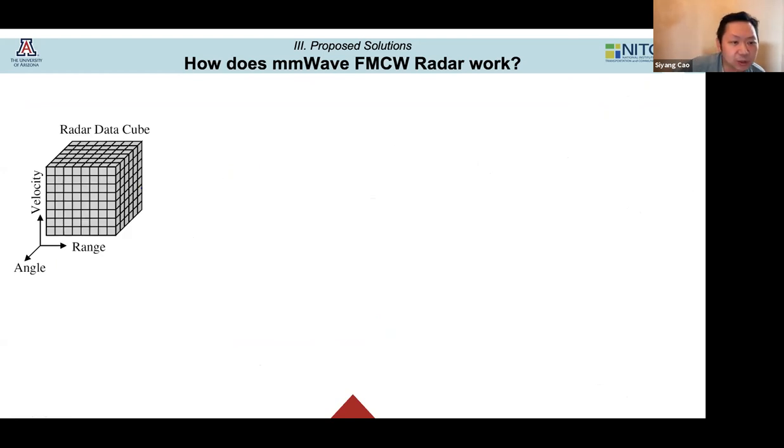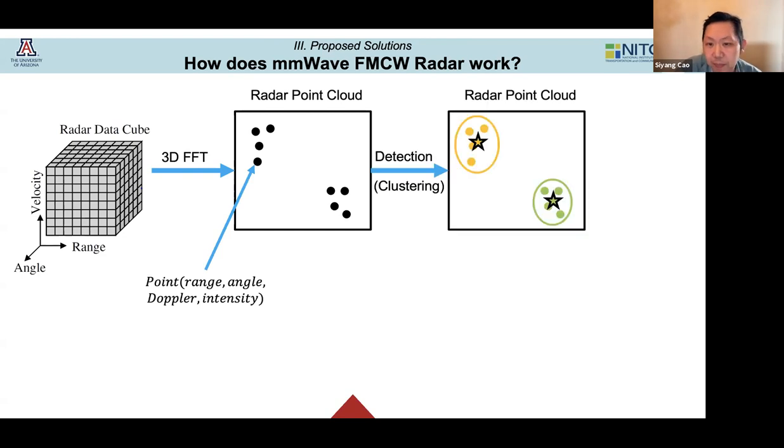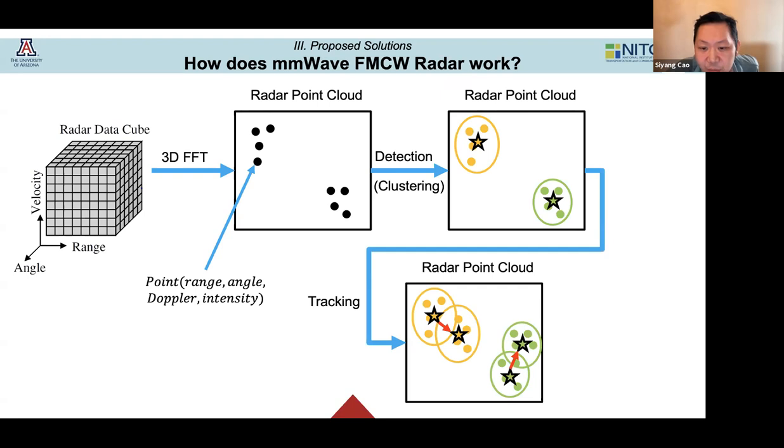So this is the data cube we receive. After the three-dimensional Fourier transform, we can find out the range, the angle, the Doppler information, and each point's intensity. We can pass it through a detection process, trying to classify the points. With classification, we can track the points, the centroid of the points. And with the tracking, we can accumulate multiple frames to determine what the object is.